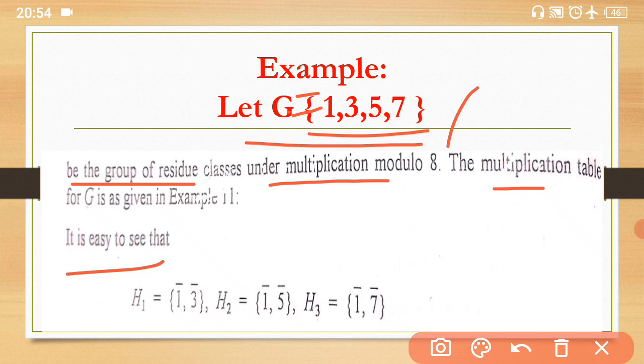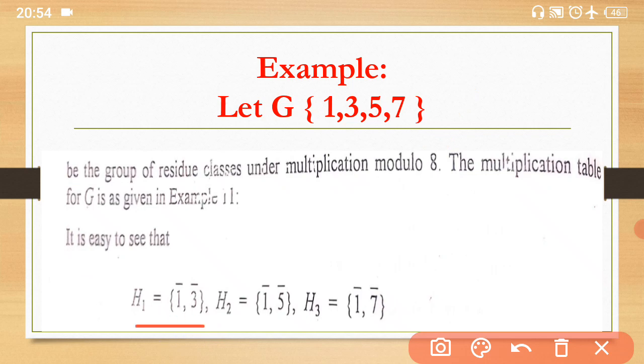It is easy to see that H1 is a subgroup of G, H2 is a subgroup of G, and H3 is a subgroup of G. We can check: when we multiply 3 by 3, it gives us 9. When we divide 9 by 8, it gives us 1, and 1 is here. So 3 is its own inverse and the identity element is 1. Similarly, 5 is its own inverse, the identity element is here, and 7 is self inverse and the identity element is here. So these are the subgroups of G.